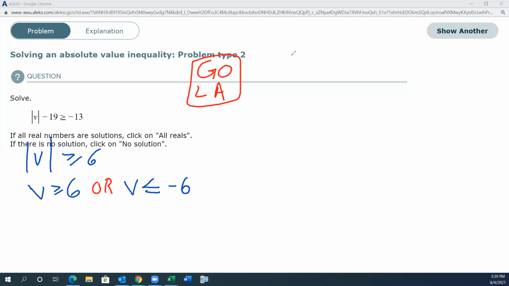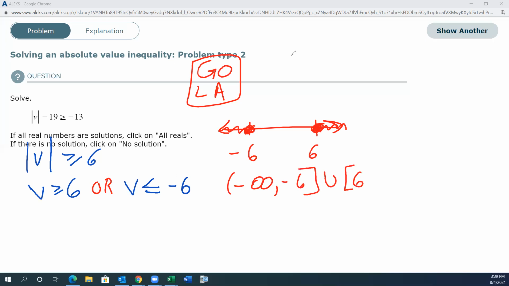An "and" means only take where they overlap, but "or" means keep it all. So we've got v greater than or equal to 6, and we have v less than or equal to -6. And we're going to keep all of it, whether it overlaps or not. And none of it overlaps. That'd be it. And if I write it in interval notation, it would be negative infinity to -6 with a bracket, union, bracket, 6 to infinity.